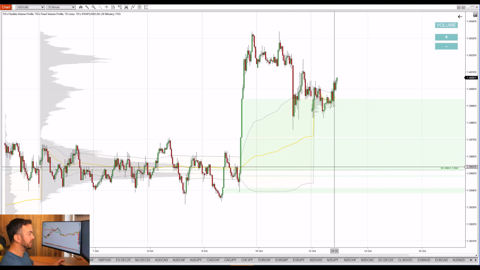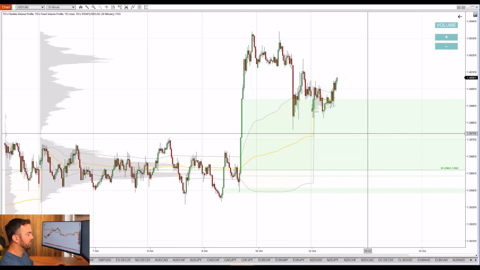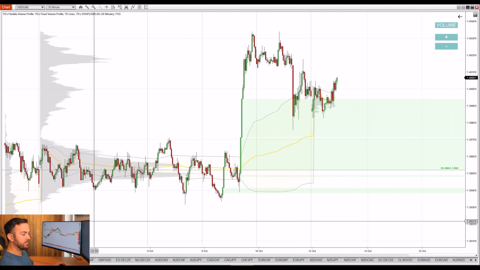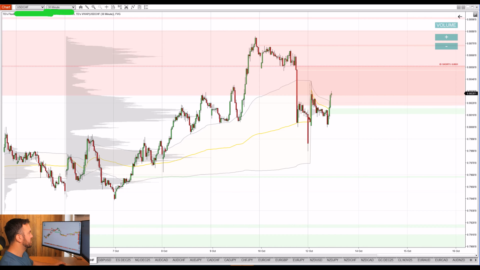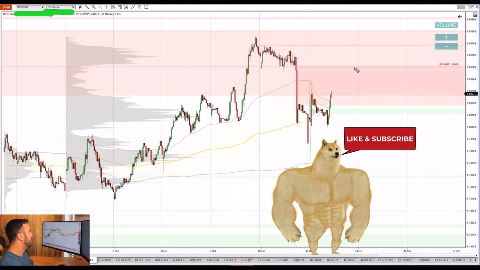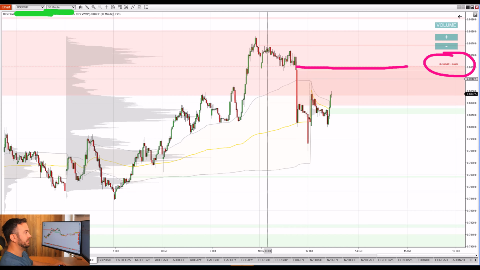Right now, as I was saying, I'm just waiting for that pullback, and if it occurs, then it will be a long from there. All right, let's check out the US dollar Swiss franc. In here, we have a 30-minute chart of the US dollar Swiss franc, and we have a short level here at 0.8051. This is the short, and it is based on a volume profile setup, which is very similar to the setups which I've already showed you in those two previous examples.